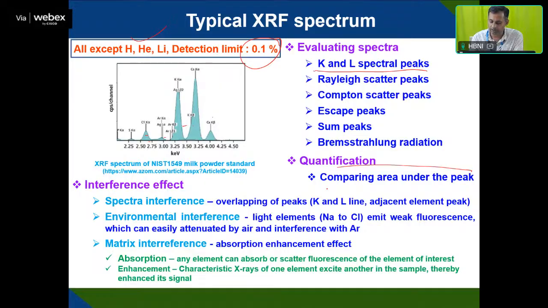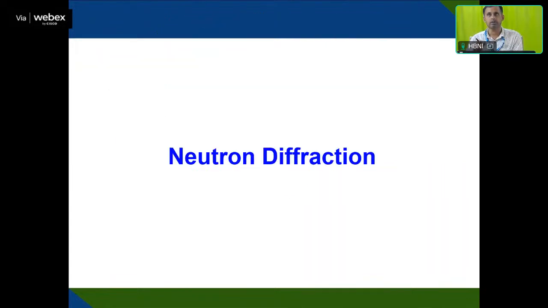For quantification, you can find the area under the particular graph, and then divide the particular element's area by the total area. You can find out what the composition present in the material is.